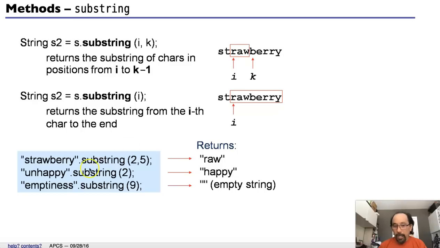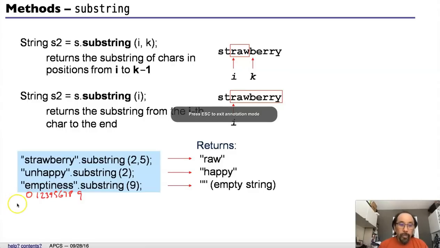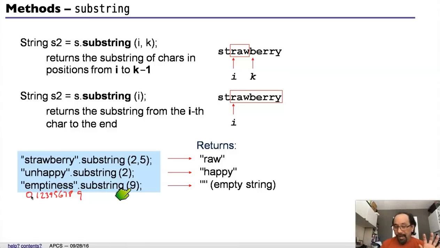So for example here, emptiness, substring 9. Let's label it 0, 1, 2, 3, 4, 5, 6, 7, 8, and then 9. 9 is the length of the string. Notice in this case, substring 9 returns the empty string because it's 1 after the ending. Now, if I said substring 10, I get an error because that doesn't exist. But substring 9 references this kind of invisible nothing thing at the end, okay?